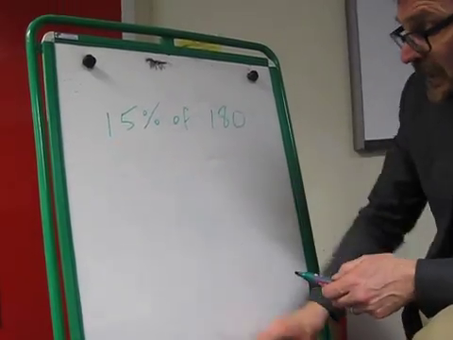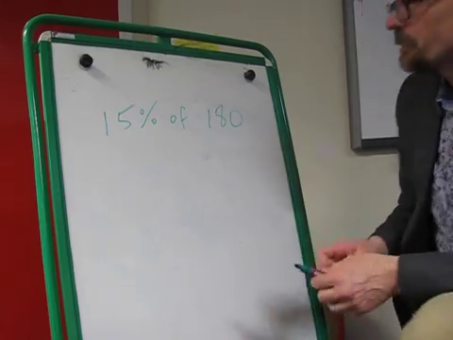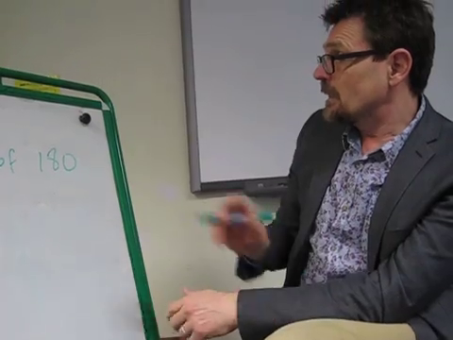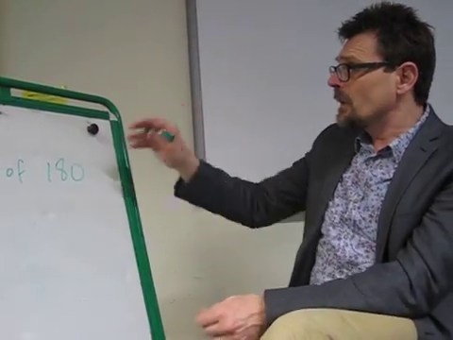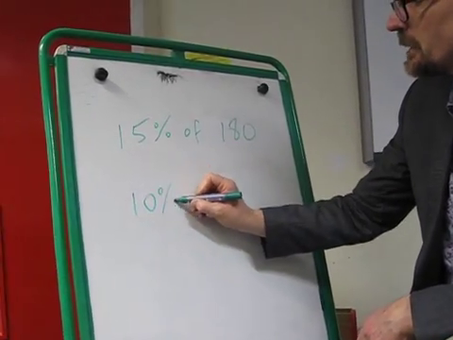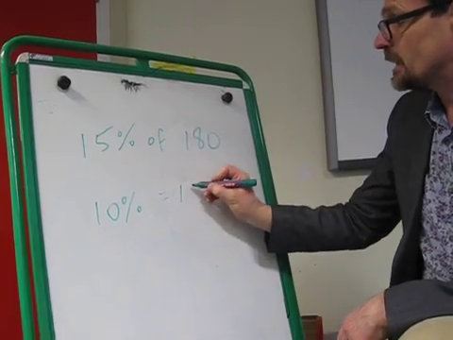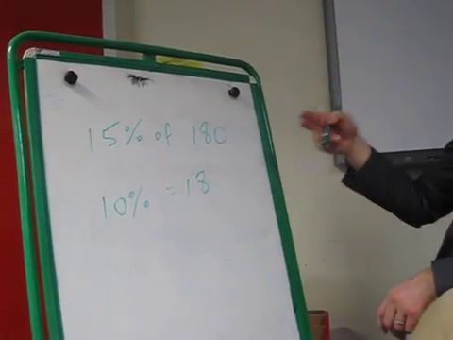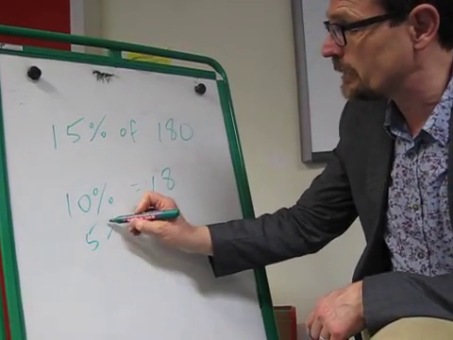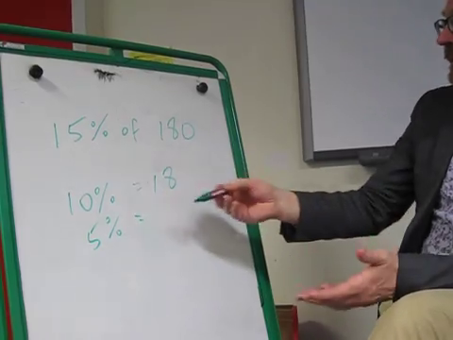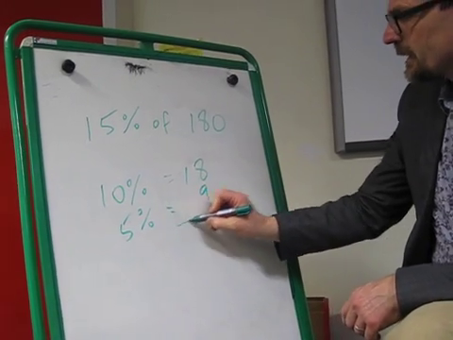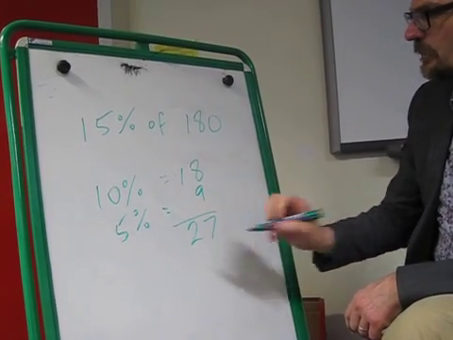Sometimes it can be easier by compartmentalising it. I know that 10% of 180 is 1/10, because 10% is 1/10. What is 1/10 of 180? 18, brilliant. So 10% equals 18. Now I've got 10%, so if I want to find 15%, I need to find another 5%. 5% is half of 10%, so 5% is half of 18, which is 9. Add those together and you get 27.